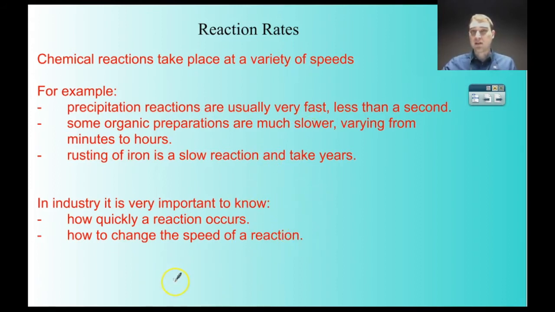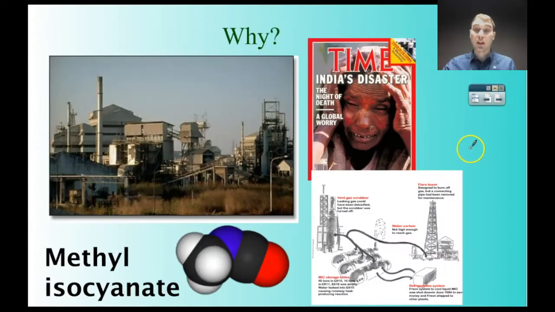It's very important in industry to know how quickly a reaction occurs and how to change the speed of a reaction. And let's have a look why. So in the 1980s there was a disaster in a town called Bhopal in India. What happened was there was an underground tank of methyl isocyanate, which is used to make pesticide. When you put it in water, it produces an exothermic reaction, so it gives off a lot of energy, and it turns from liquid into gas, and that gas is quite toxic.